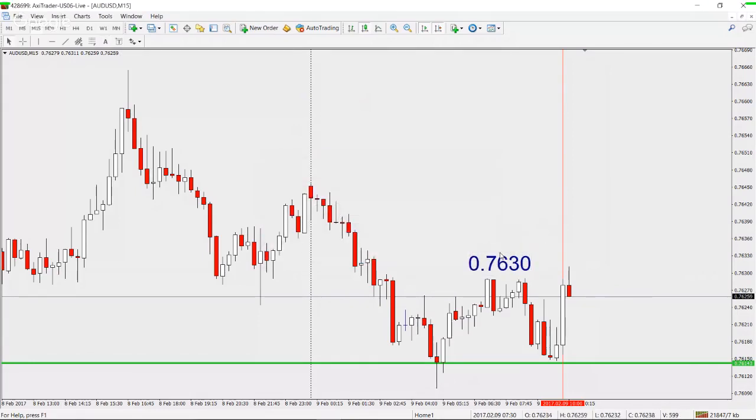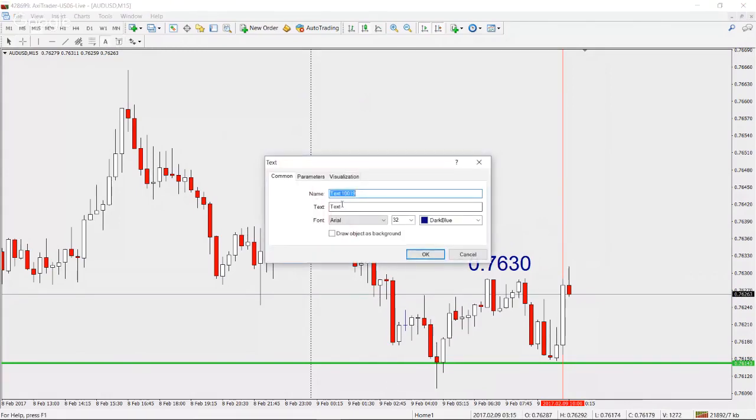Stop loss is all the way down here, below the low, which is 76.10 basically. So 76.08 I'll call it. So that's 22 pips. 76.08 is my stop. So where does my target go? Anyone know? Where would you put your target?